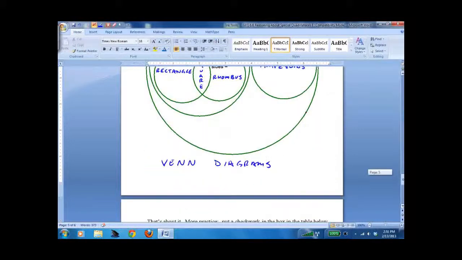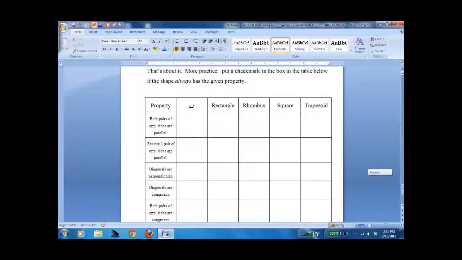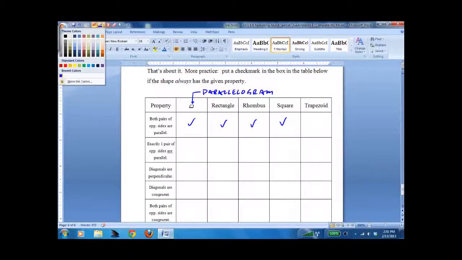So now, just some practice for you. Put a check mark in the box in the table if the shape always has a given property. Again, this means parallelogram. So both pairs of opposite sides are parallel. That's the definition of parallelogram. And all of these are parallelograms. So they have to be the same.